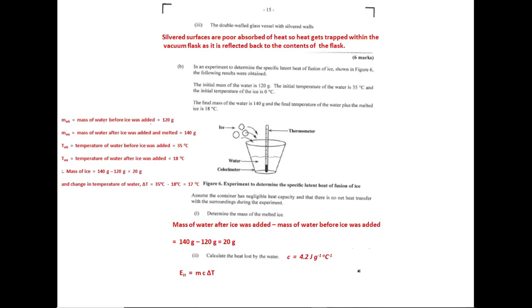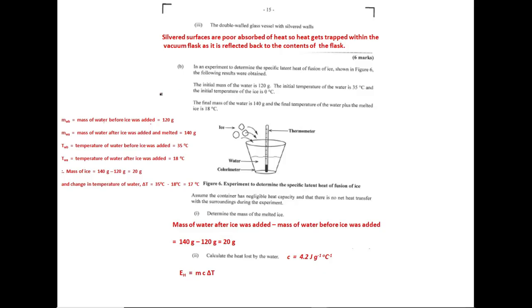Then the double wall vessel with silvered walls. So we already started to think about silver, reflective. Okay, silvered surfaces are poor absorbers of heat. So heat gets trapped within the vacuum flask as it is reflected back to the contents of the flask. So you will get your marks for just writing things like that because it shows your understanding somewhat.